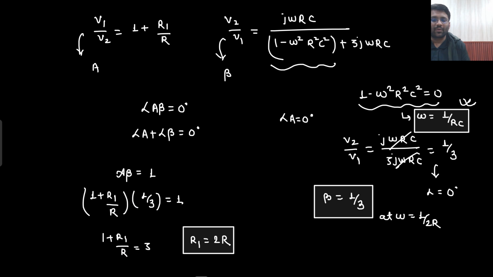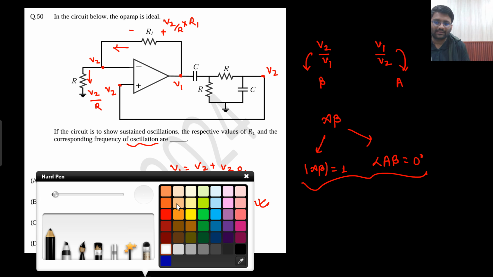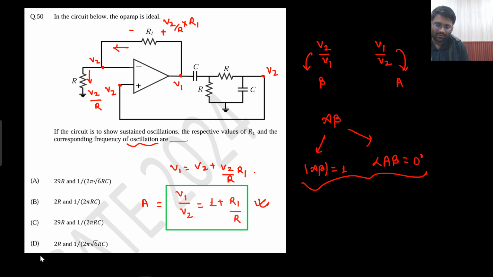So complete concept of oscillator I have taught here. This is how you analyze any oscillator. Okay, so what is the answer? 2R and 1 by 2 pi RC. So this is the complete concept of oscillator. This is how you analyze the oscillator.